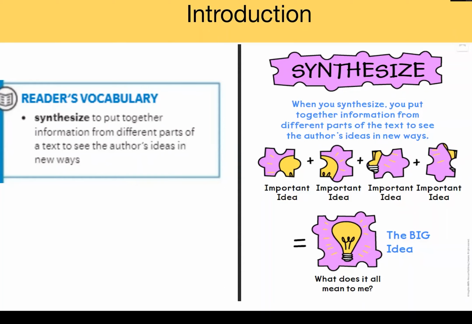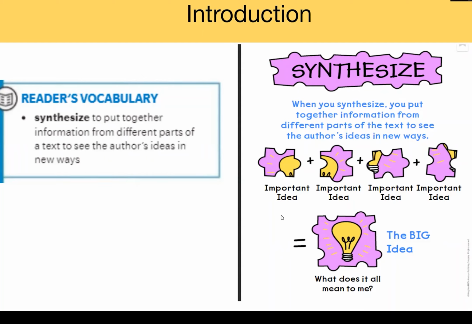And that simply means to put together information from different parts of a text to see the author's ideas in new ways. So as you're reading, you are gathering information, and then you will stop and think to yourself, okay, so what does all of this mean? What do all these little pieces of information mean when I really stop and think about them as a whole, when I put them together? It is almost as if you are putting together a puzzle, as we see here in the anchor chart.